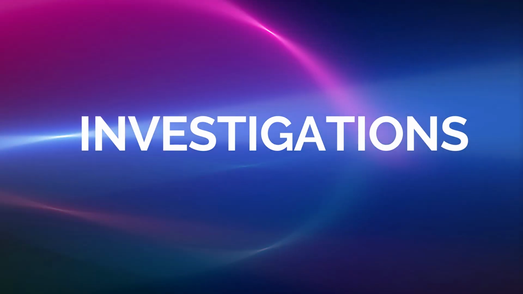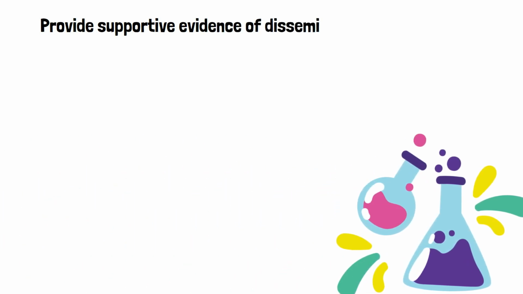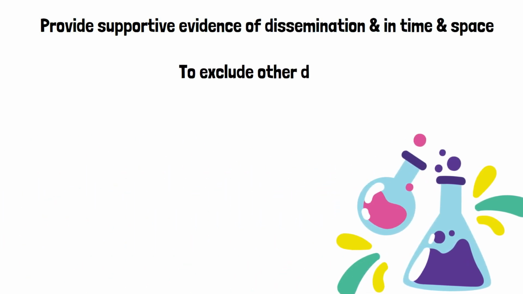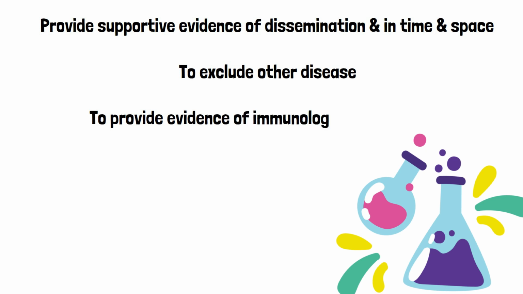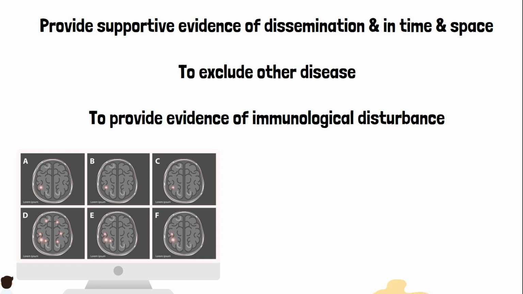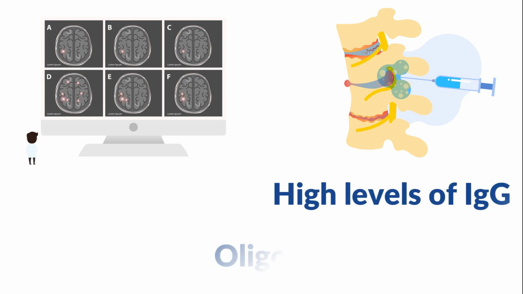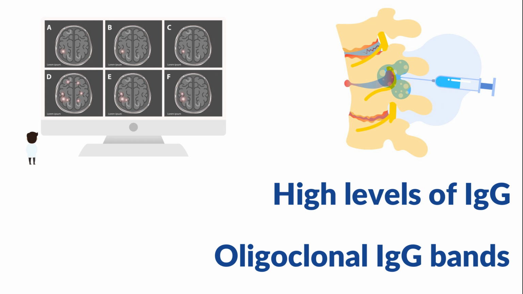Now let's talk about investigations. The purpose of investigation is to provide supportive evidence of dissemination in time and space, and to provide evidence of immunological disturbance. The diagnosis is made by doing an MRI and a lumbar puncture. The MRI reveals plaques, which are the areas of white matter demyelination. In the lumbar puncture, the total protein concentration could be raised in 60% of the cases, with an increase in the level of immunoglobulin G in 40% of cases and oligoclonal IgG bands in 80% of the cases on electrophoresis.